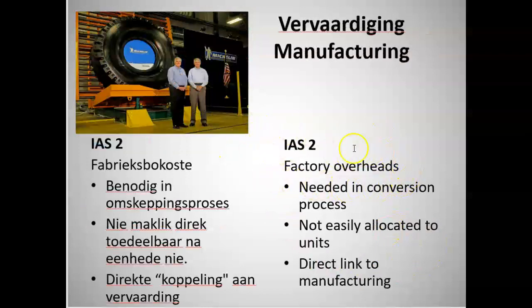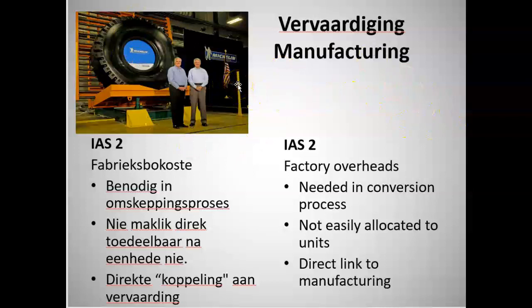Now, factory overheads, that is all the other costs needed in the conversion process. How to convert that raw material item into the final tire or final product that I'm actually manufacturing. It's not easy to allocate these kinds of costs to a specific stage in the production process. Think about the rent that I pay for my factory premises. I cannot assign that to a portion of the production process. It is needed for the whole production process.